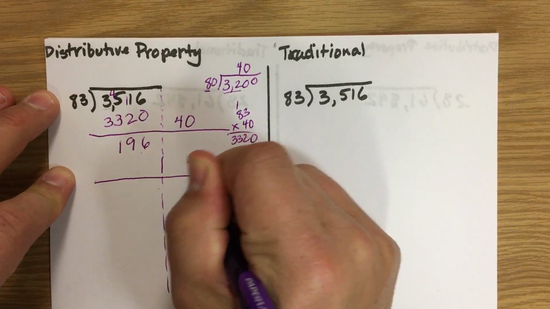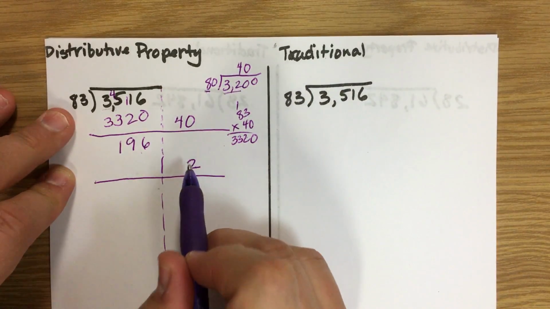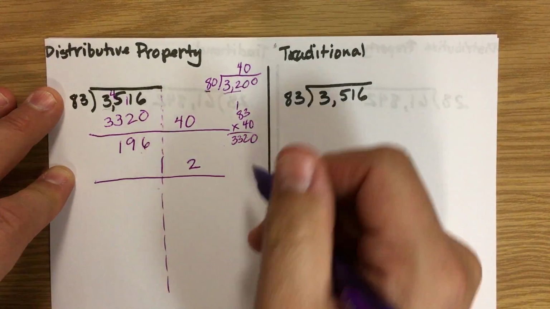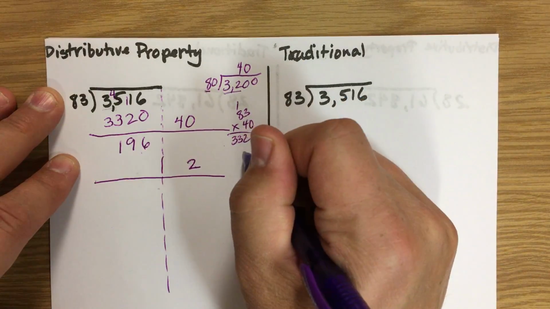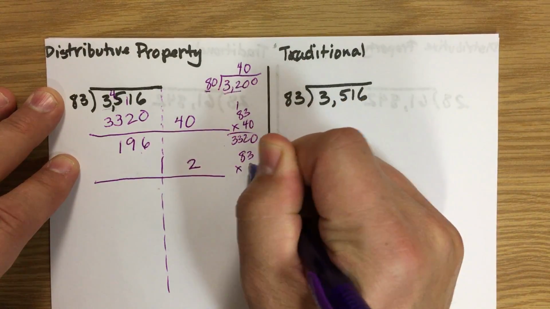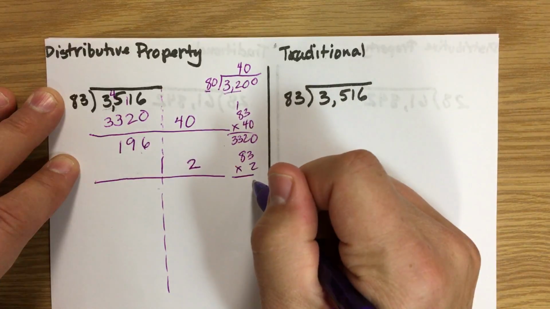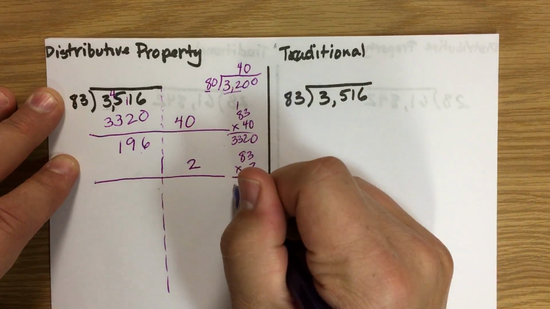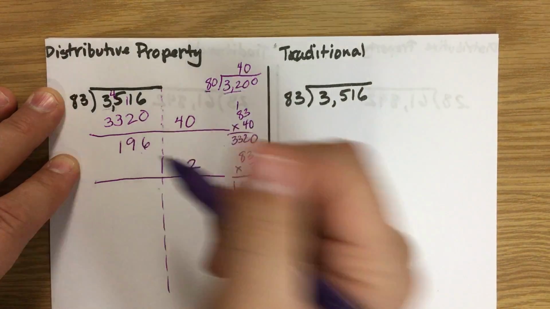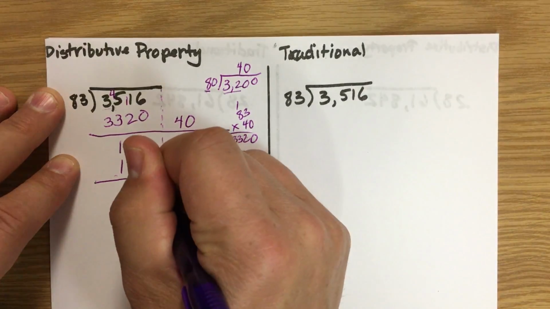So I'm just going to put 2 here, and then multiply 2 times 83. And I got 83 times 2. I have 6 and 16. So I have 166.